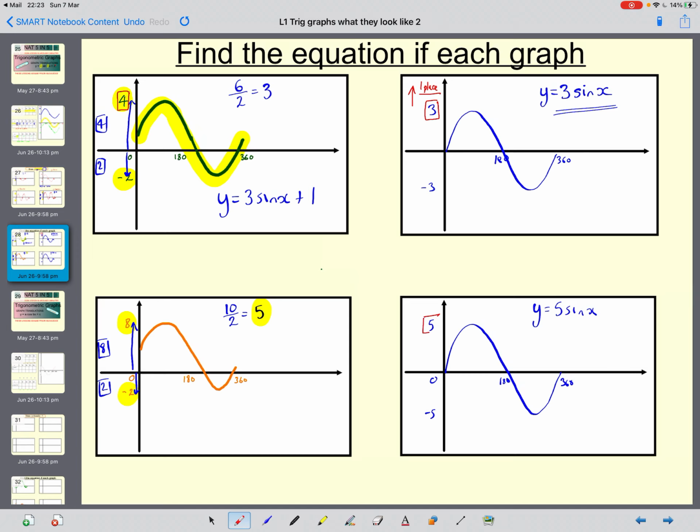So let's have a look. The maximum value here was 5, and the maximum value now is 8. So what has happened? It has moved up again, but it's moved up 3 places this time. So my graph over here is going to be y equals 5 sine x, then an add 3 at the end.